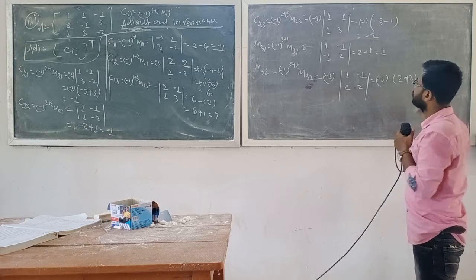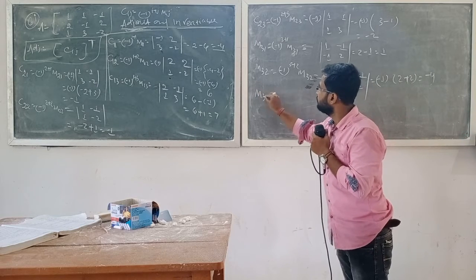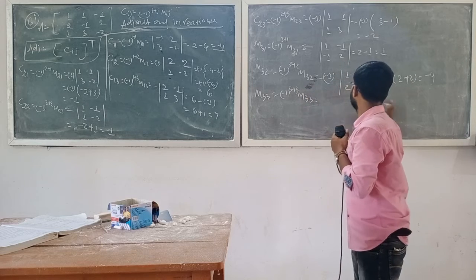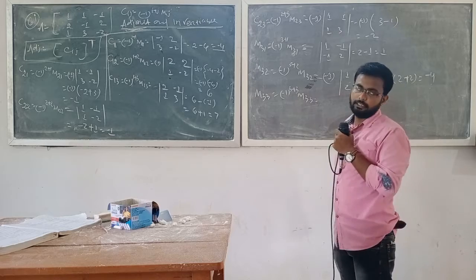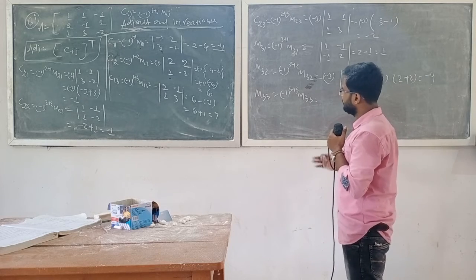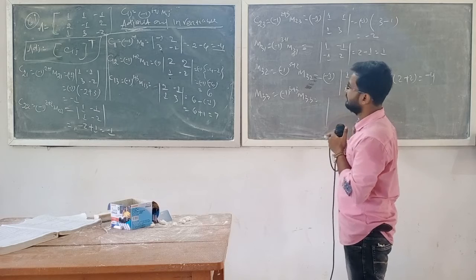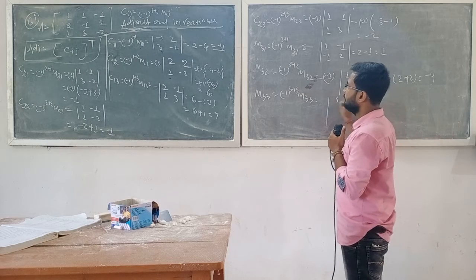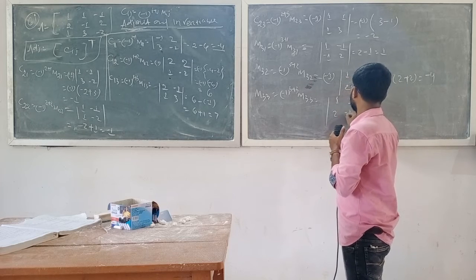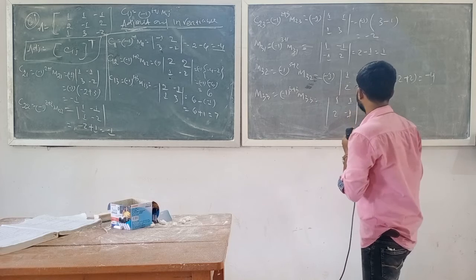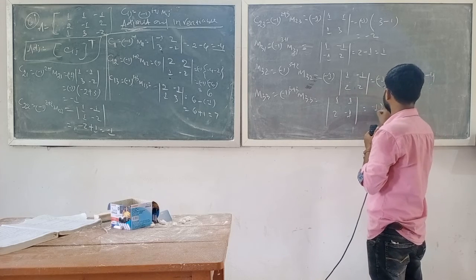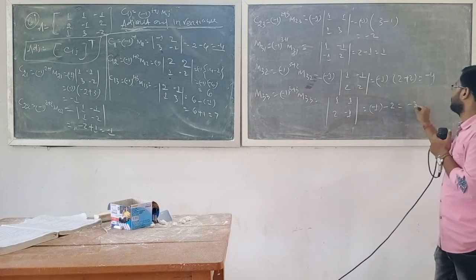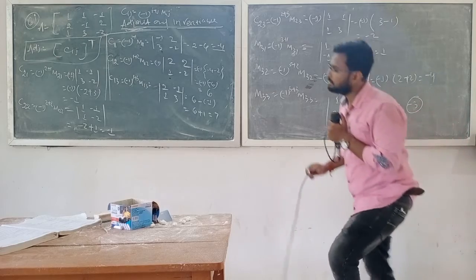So that is -4. Similarly, you can find out C33, -1 to the power 3 plus 3 into M33. So -1 to the power 3 plus 3, that is 6, and -1 to the power 6 is 1. And M33 is deleting the third row and third column. The remaining elements are 1 1, 2 minus 1. So that 1 into -1 minus of 2, that is -3.